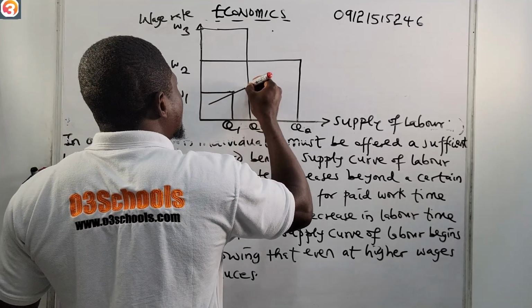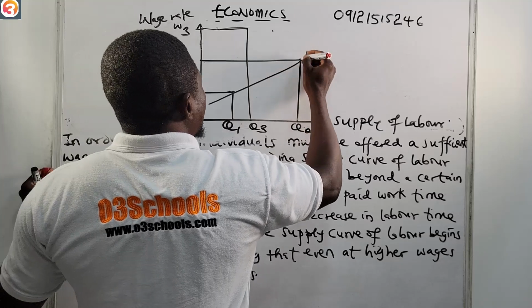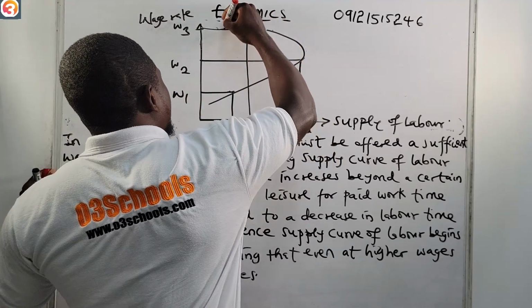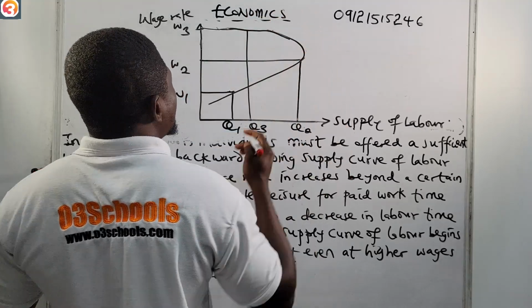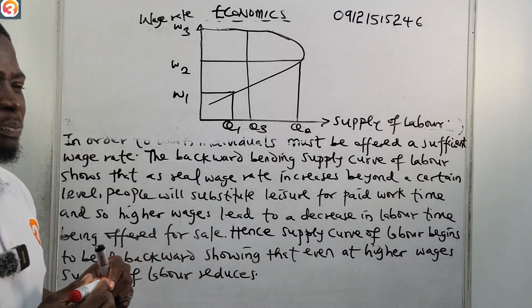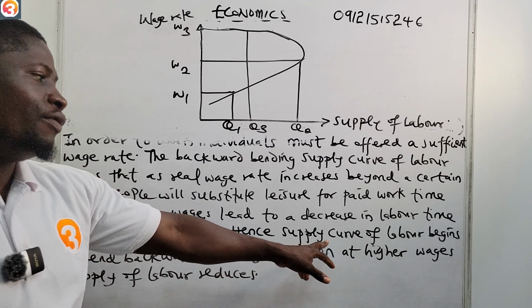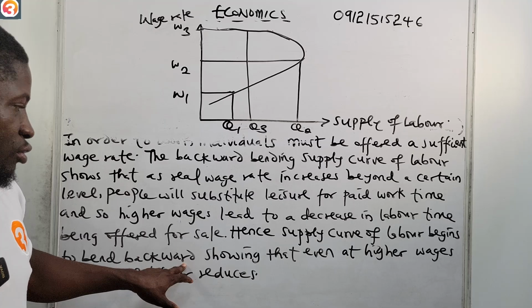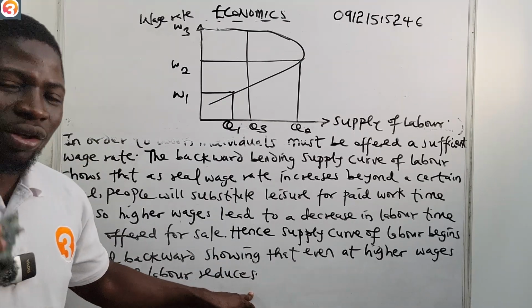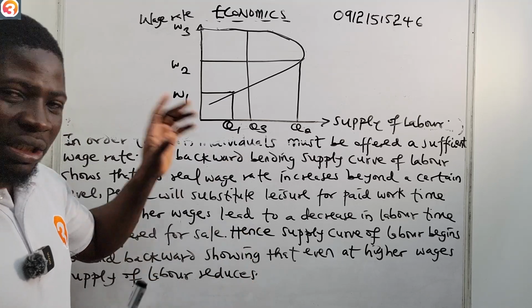All right, so we have something like this. I want you to meet the points. So we now have something like this. This is the backward bending curve of supply of labor. Hence, the supply curve of labor begins to bend backward, showing that even at higher wages, supply of labor reduces.